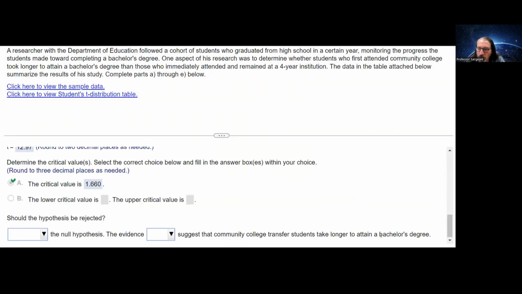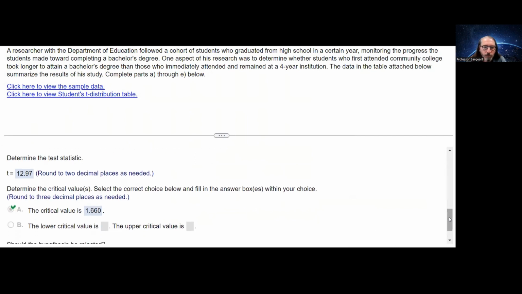Okay, that apparently was what they wanted me to do. Should the hypothesis be rejected? Well, our critical value of 1.660 compared to 12.97. Give me a moment here.